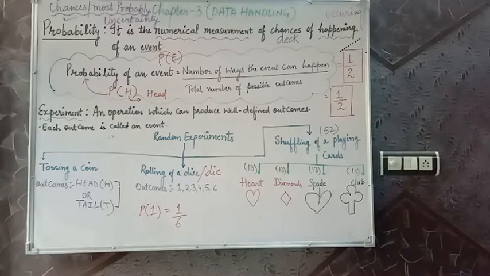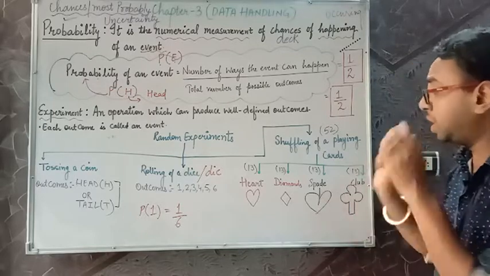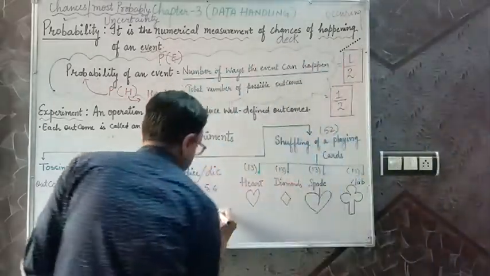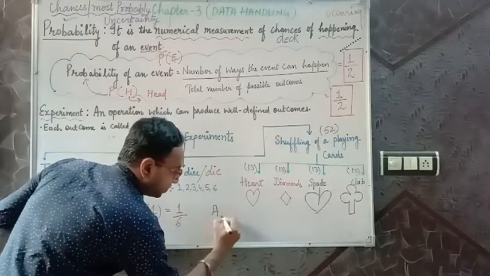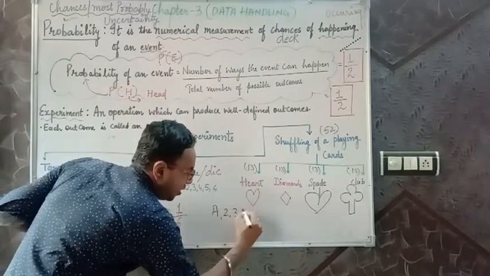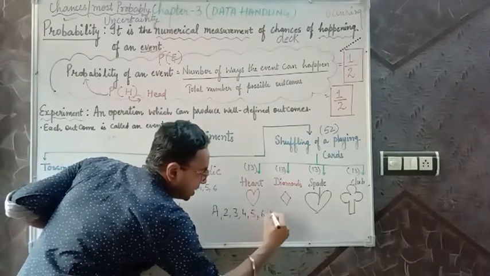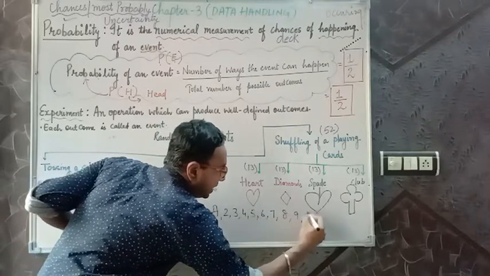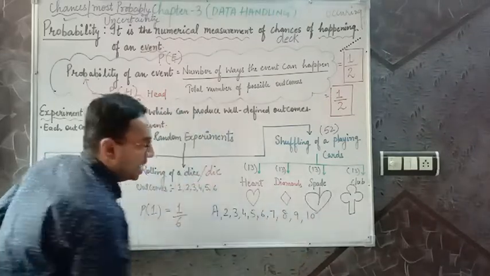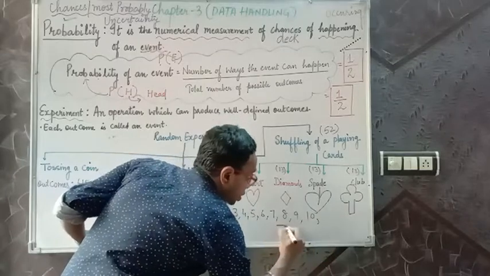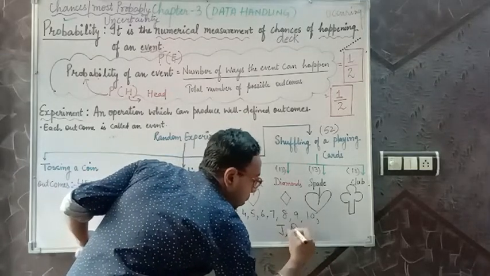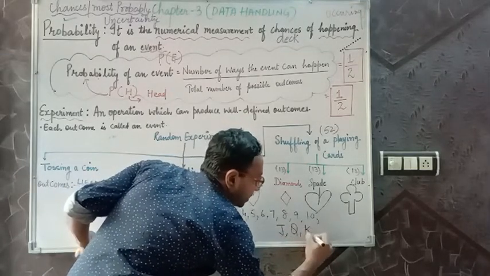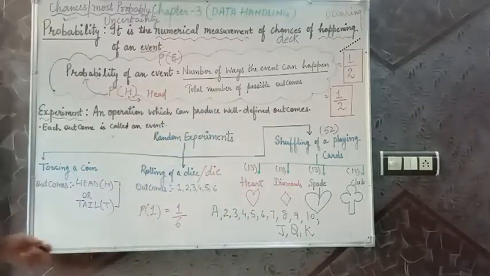These 13 cards are segregated in the form of A, 2, 3, 4, 5, 6, 7, 8, 9, 10. Up to this you have numbers. Then you have something called J, Q and K. Clear?